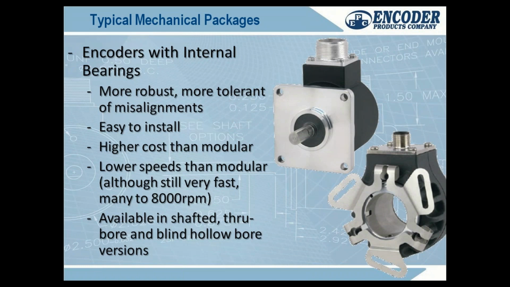Mechanical packages, asking about vibration. Most of our encoders, not all, most of the encoders out there are what you call integrated bearings, encoders with integral bearings. And they come in shafted options and through bore options. They're generally a higher cost than encoders without bearings, what you'd call a modular or a kit encoder, some people call, because they have the bearings. They're more robust, though, to misalignments.